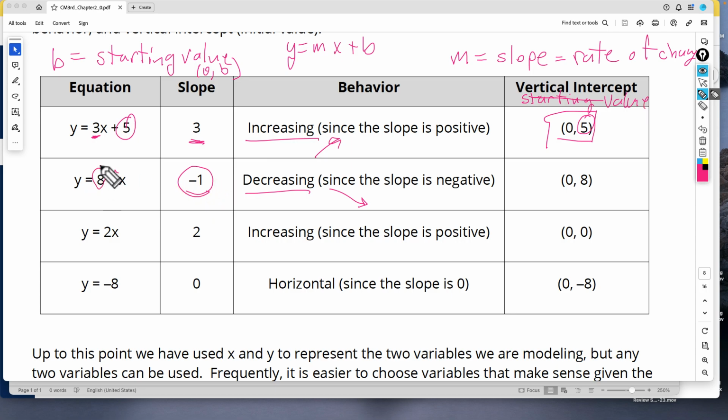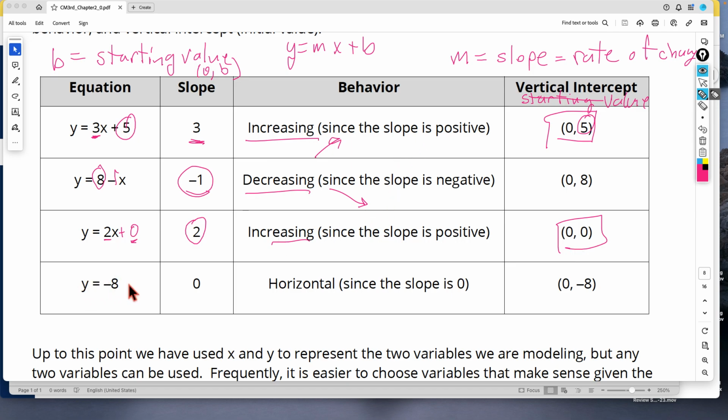Comes from right here. It's the number without the x, and it's a +8, so it's going to be 0.8. This equation, y equals 2x, there doesn't seem to be that extra number, but we could always put a +0 here, right? 2x plus 0 is the same thing as just 2x. But again, we see the number in front of the x is our slope. Since it's positive, it's increasing. And then the y-intercept, the vertical intercept, the starting value, it's starting at 0. So that's 0, 0. When x is 0, y would be 0.